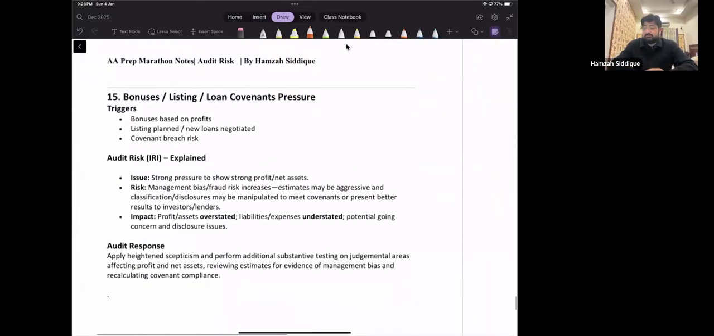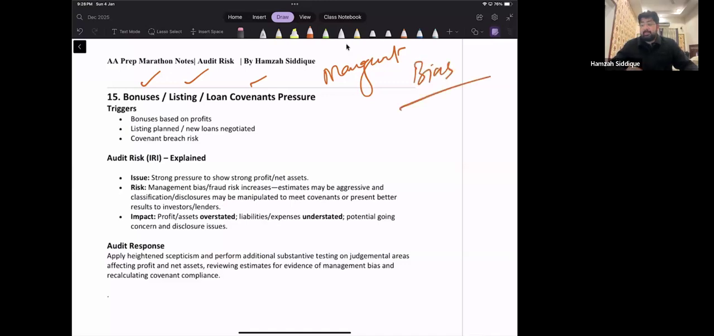And the last point. Bonus or listing, loan covenant pressure. These 3 points actually involve management bias. Management becomes biased to overstate profits, understate expenses. Management may be biased to understate liabilities, overstate assets. So these all create management bias.